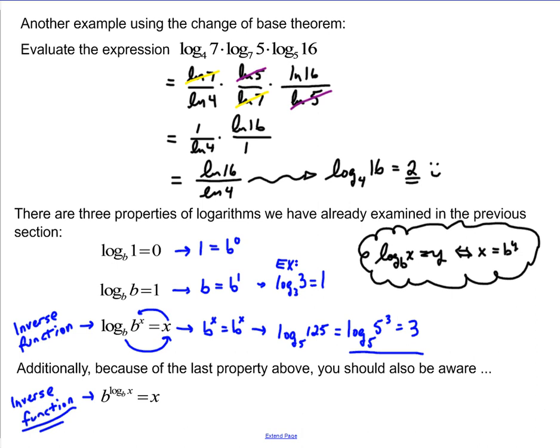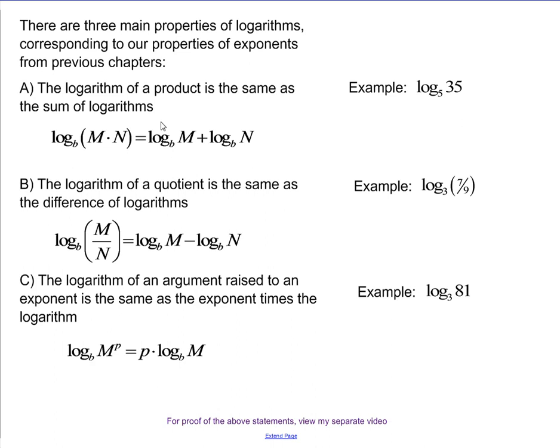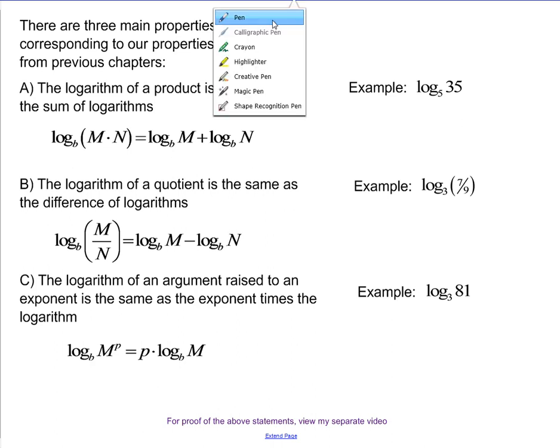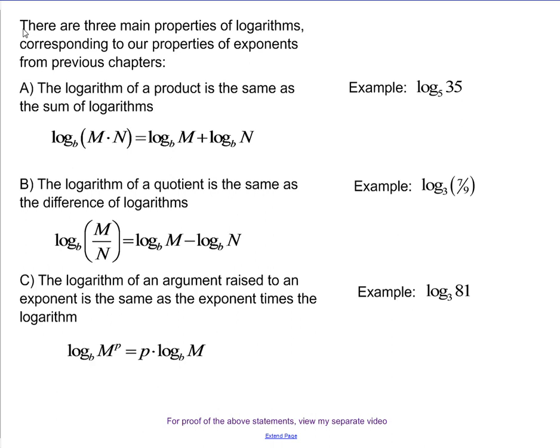Okay, so we've said enough about those. What about our main properties? There are three main properties that we always use when it comes to dealing with logarithms. The three main properties right here are the following. We say that if we have a logarithm of a product, it's the same as the sum of two different logarithms. So let's take a look.